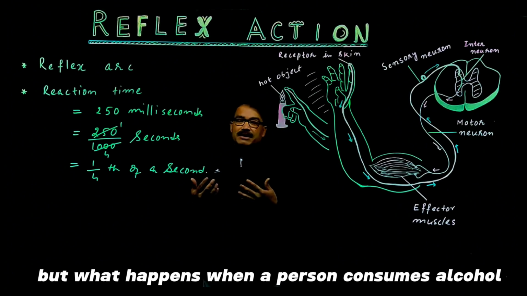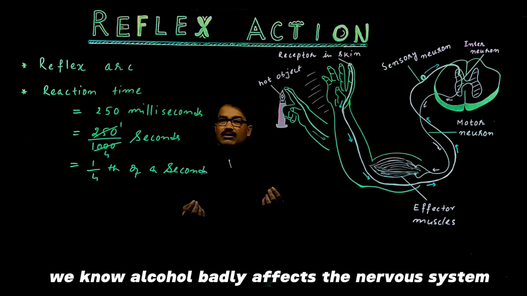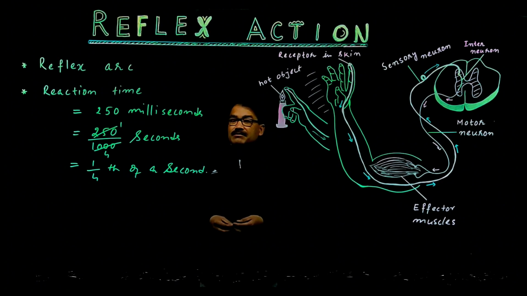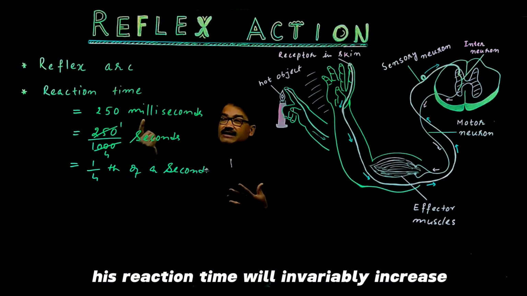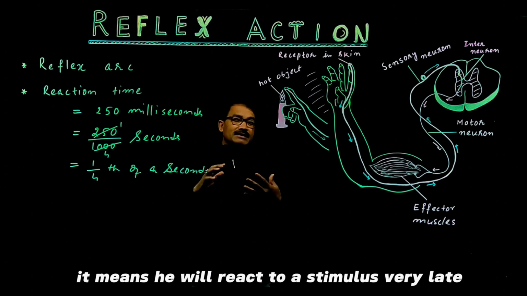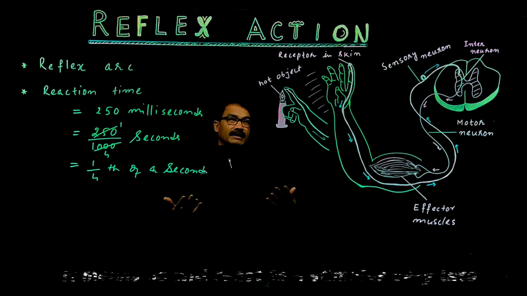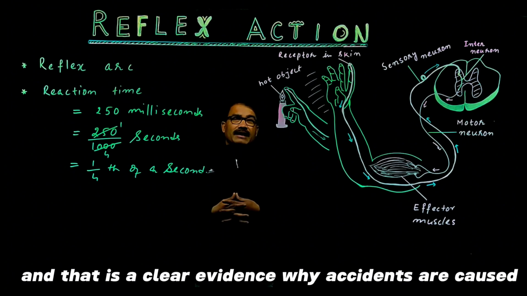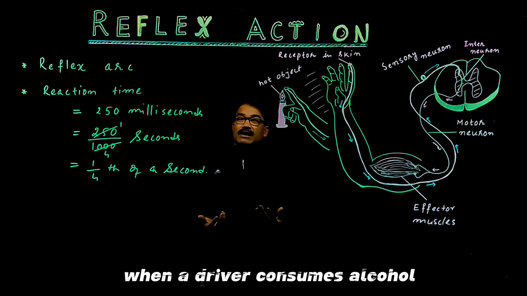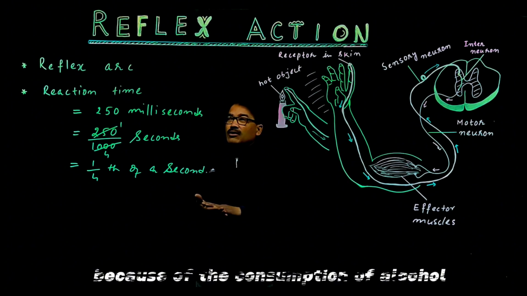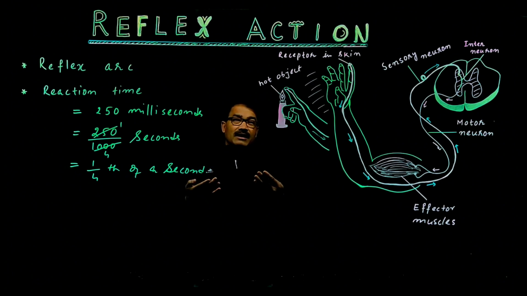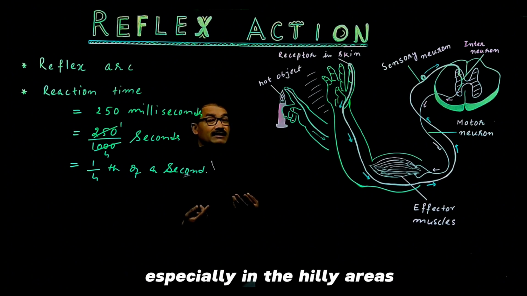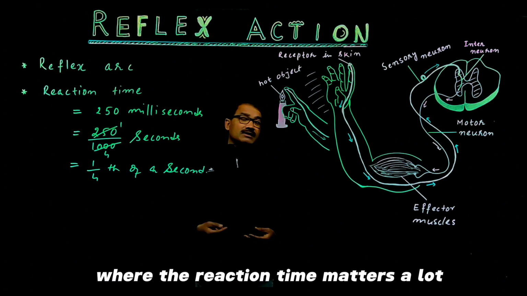But what happens when a person consumes alcohol? We know alcohol badly affects the nervous system, especially the reaction time. So what happens when a person is alcoholic? His reaction time will invariably increase. It means he will react to a stimulus very late. And that is clear evidence of why accidents are caused when a driver consumes alcohol. Because of the consumption of alcohol, the reaction time of that driver will increase, and that means he will react late, and that may result in some serious accident, as it happens every now and then, especially in hilly areas where the reaction time matters a lot.